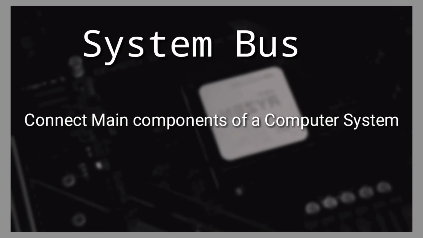We also have the system bus, which connects the main components of the computer system together. They are divided into three types: the address bus, the control bus, and the data bus. The address bus determines where the data is being sent. The control bus determines the operations that are being performed, and the data bus carries the information to the other components.